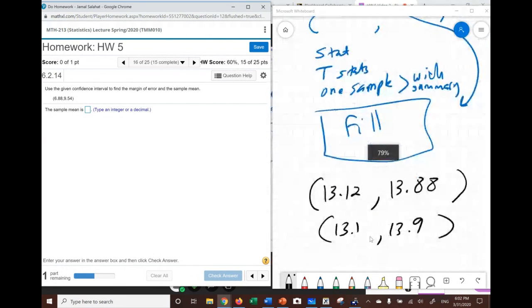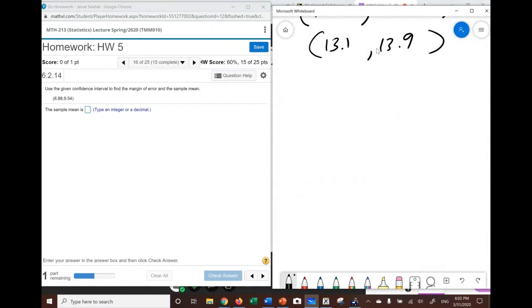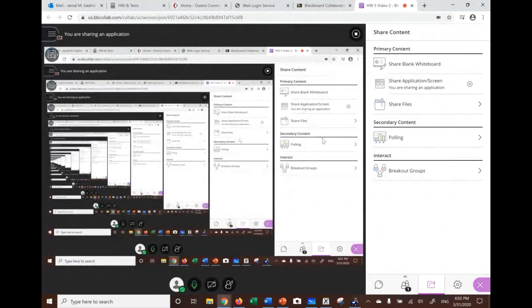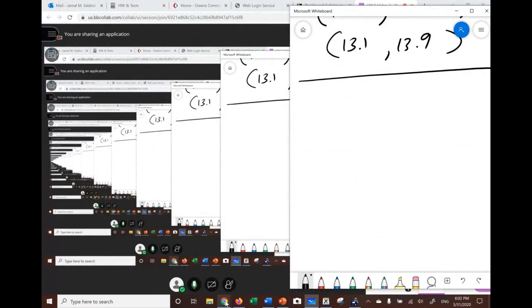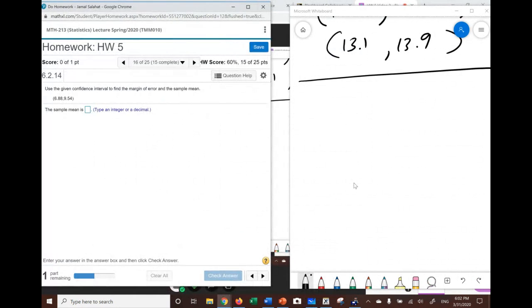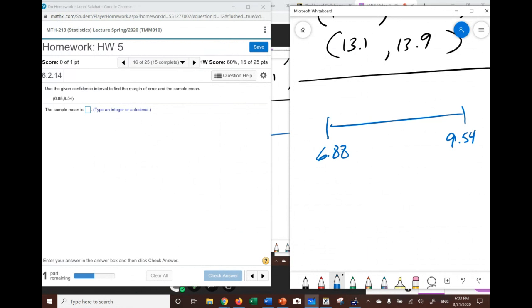Number 16. Oops, the pen slipped, so we need to go back. In number 16, this is what we have. They give us an interval that goes from 6.88 to 9.54, and they are asking us to find the sample mean. Sample mean is the same as the middle here. The middle, by the way, by definition, the mean is the center, which is X bar.